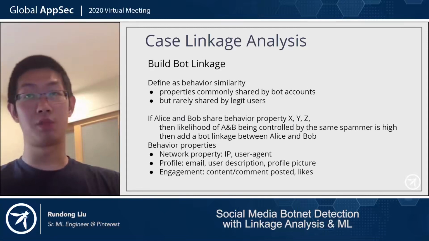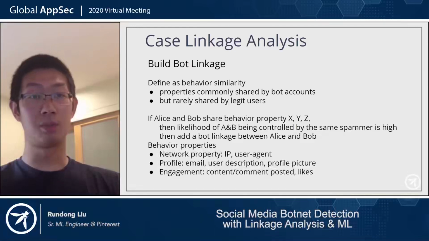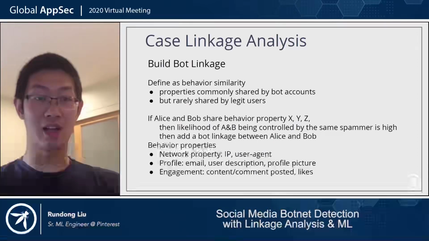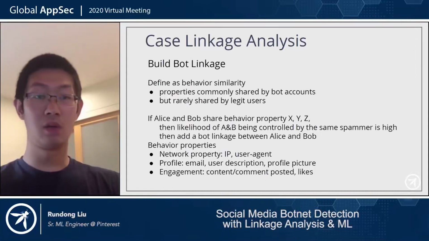So the key point of performing linkage analysis is to build the bot linkage. The bot linkage can be defined as behavior similarity. So it's basically trying to find properties that are commonly shared by bot accounts, but rarely shared by legitimate users. Let's say account Alice and account Bob share some behavior similarity X, Y, and Z. Then we believe, based on intuition, that the likelihood of them being controlled by the same spammer is very high. Then we add a bot linkage between them.